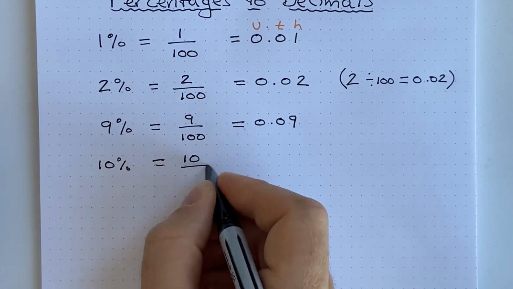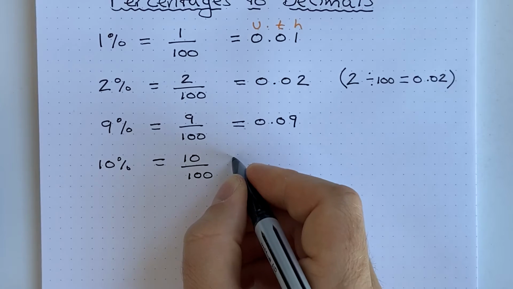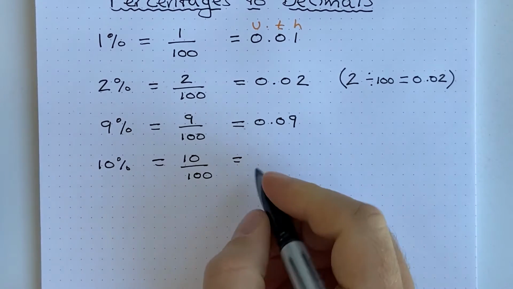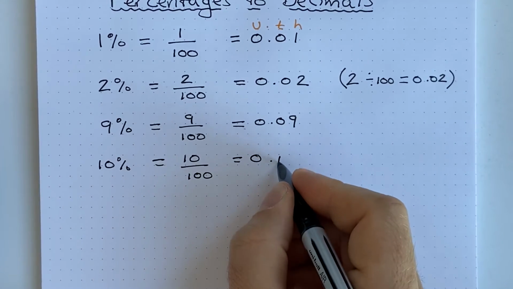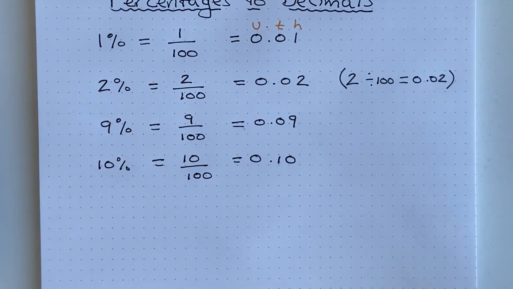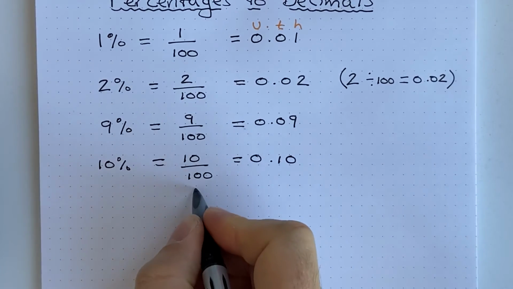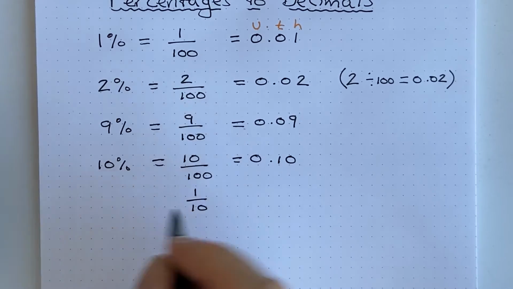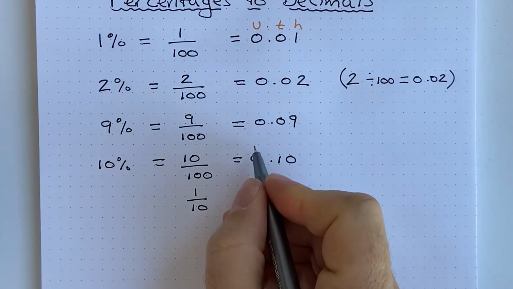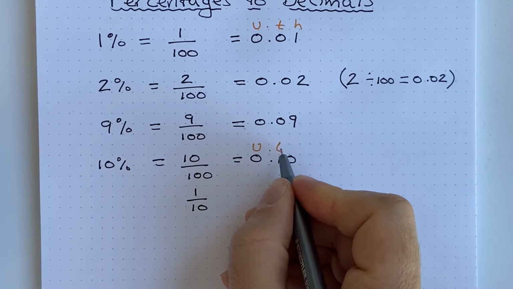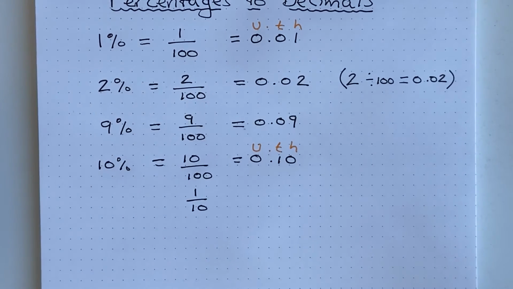It's 10 over 100. It's not 0.010, it is 0.10, which matches what we know, that 10 over 100, 10% is 1/10. So in this one, we've got a 1 in the 10th column. Yeah, 10 hundredths is the same as 1/10.